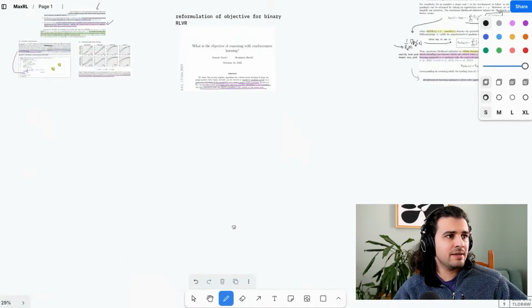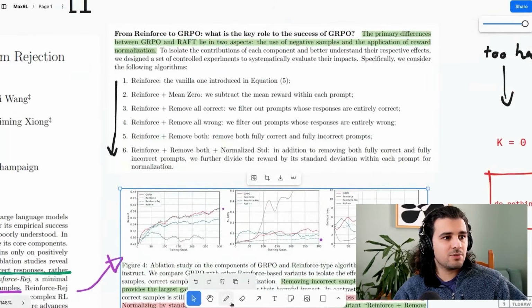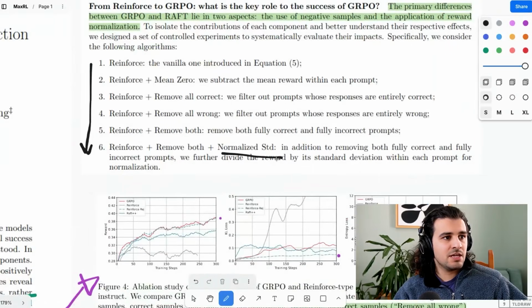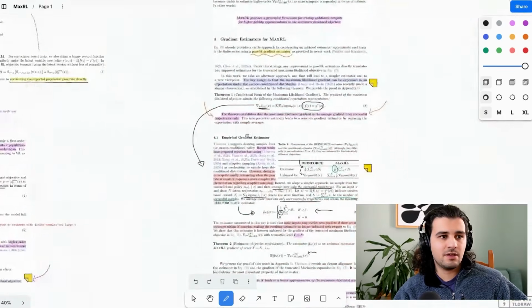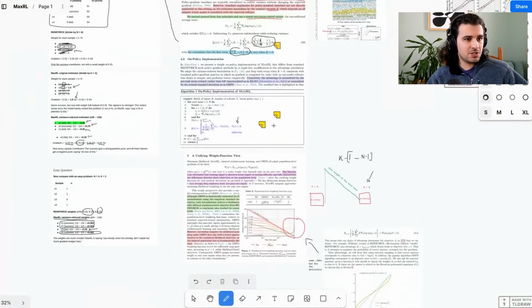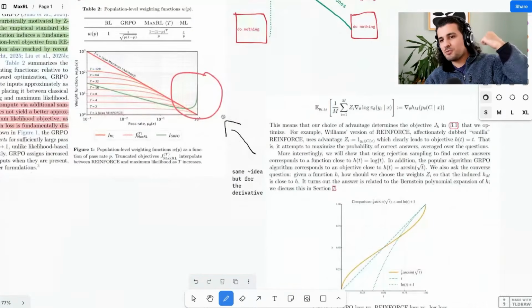And also, by the way, in the RAFT paper here, they tried it. They tried this normalized standard deviation. They tried a whole bunch of stuff. They tried with the mean zero. The mean zero is important in some situations, but the standard deviation is not doing much. It's not doing a lot of heavy lifting over there. So that's the situation.